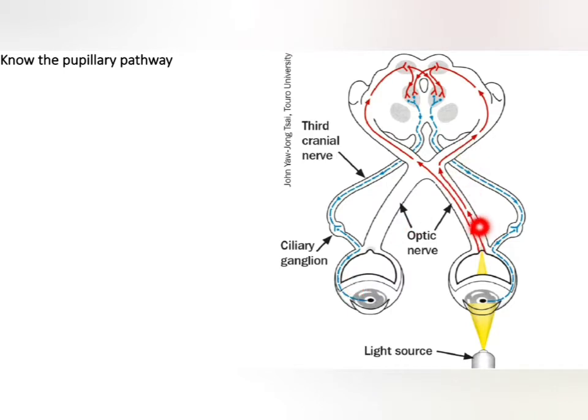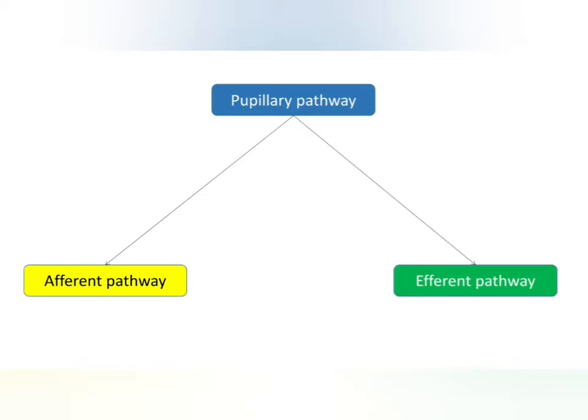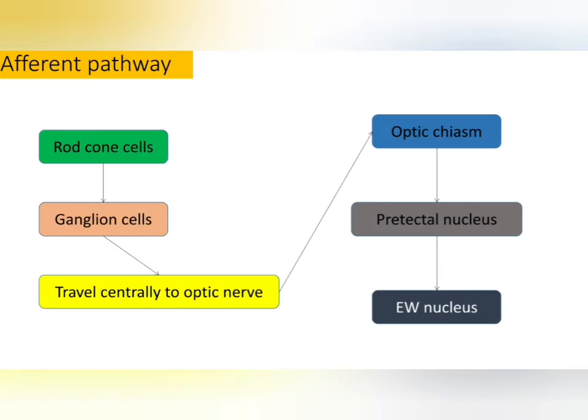So this is called the afferent pathway and this is called the efferent pathway. The pupillary pathway is of two types, afferent pathway and efferent pathway. This is the flowchart of the afferent pathway. It starts from the rod and cone cells, that is the retinal ganglion cells, and then travels through the optic nerve, then reaches the optic chiasm, and after that the pretectal nucleus and Edinger-Westphal nucleus. So this is the flowchart of the afferent pathway.